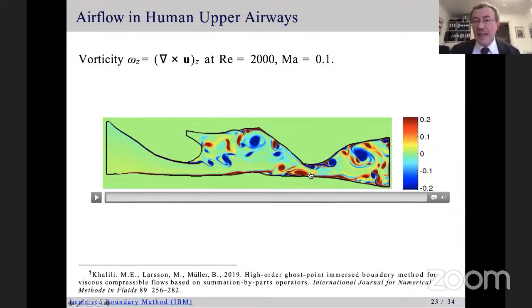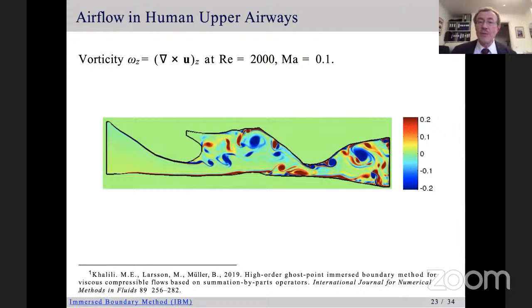The geometry is slightly simplified to get it convex, because if we have a non-convex problem, then we have difficulties to accommodate our large number of points that we need in our stencil. But for this problem, this works.